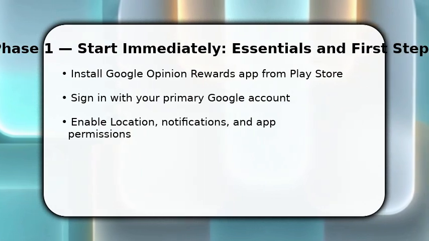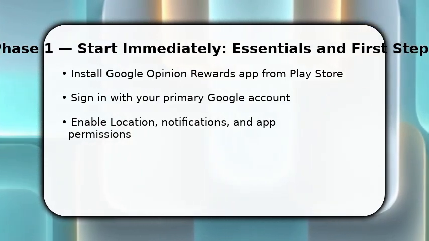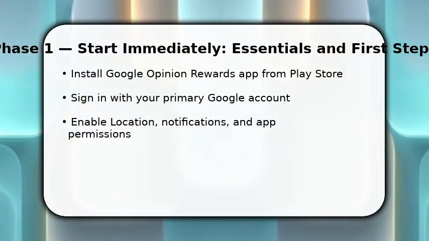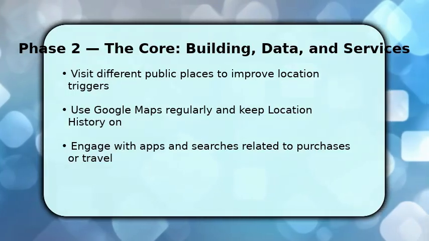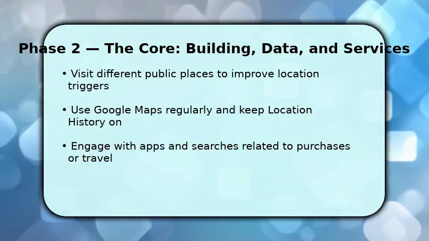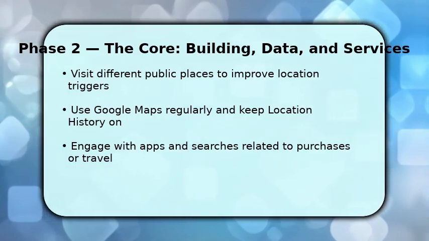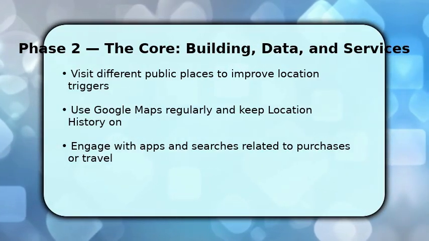So enable sync and move on to actively creating conditions that trigger surveys. Now you create triggers that prompt surveys. Visit places like stores, cafes, and transit hubs while location history is on. These visits often generate quick retail or place visit questions.